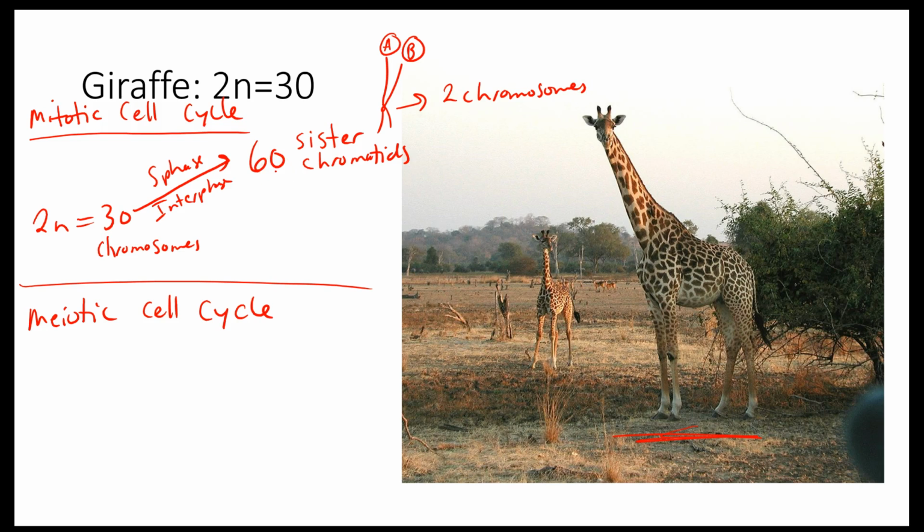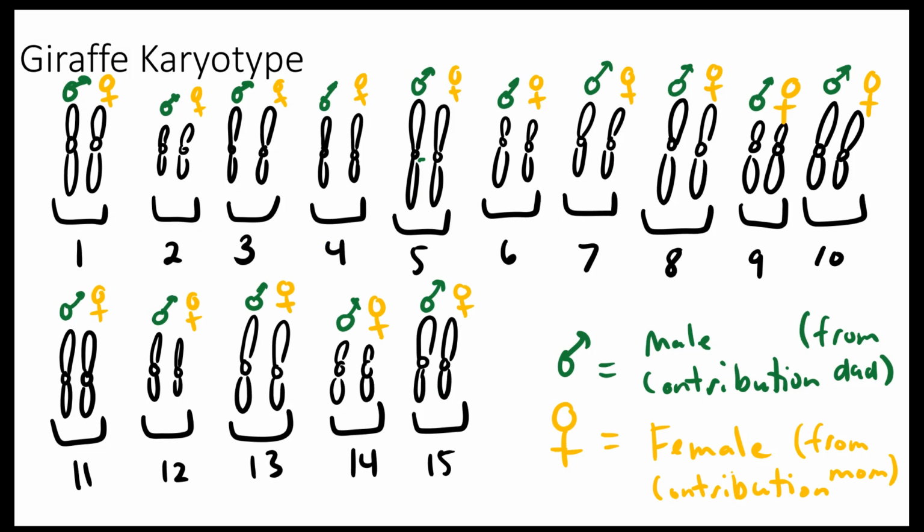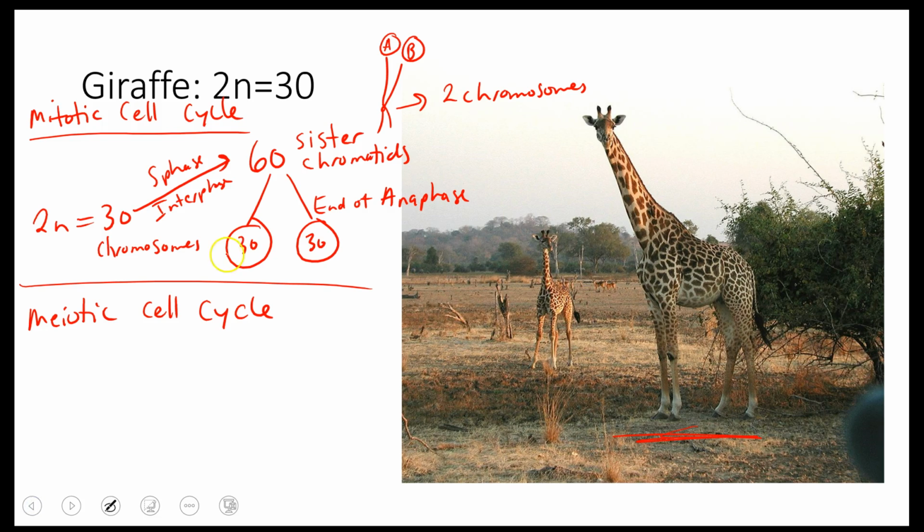So I have my students double that number, and then they go through mitosis. At the end of anaphase of mitosis in the mitotic phase, you're going to have two daughter cells. Each is going to have 30 chromosomes, and we're going to get back to that original 2n number for the giraffe. You're going from originally one parent cell to two daughter cells, but with equal amounts of genetic material in those daughter cells.